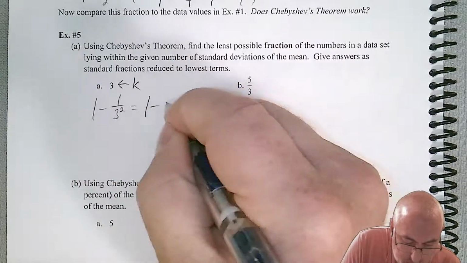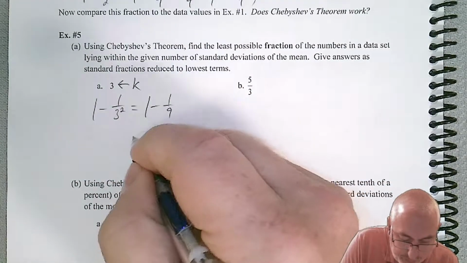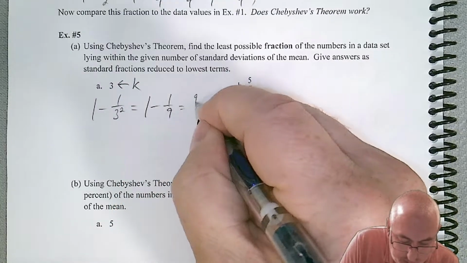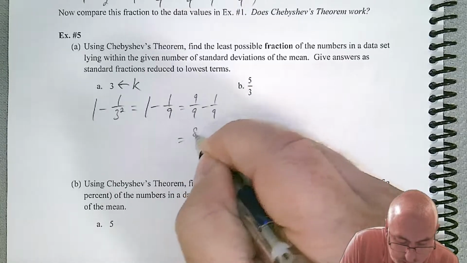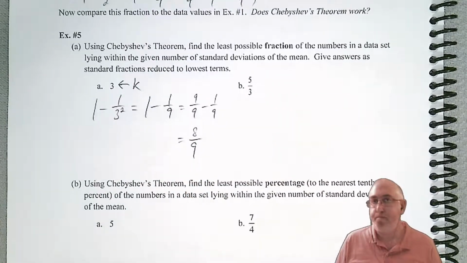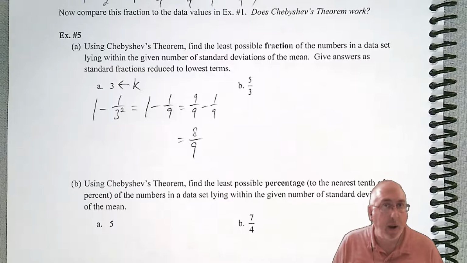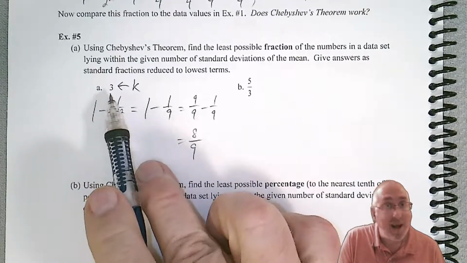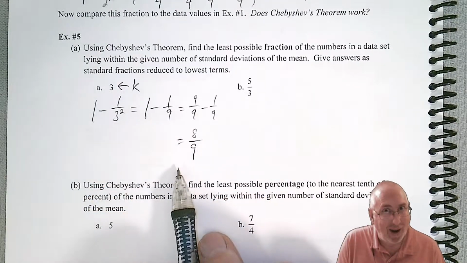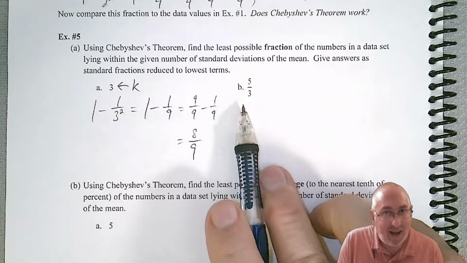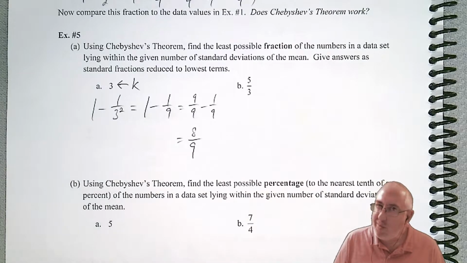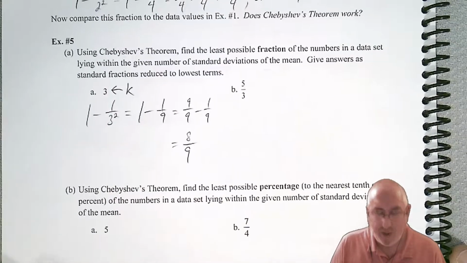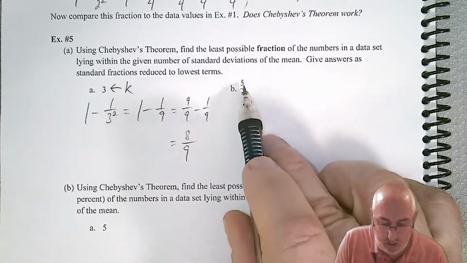So 1 minus 1/9, which is 9/9 minus 1/9, which equals 8/9. Done. Nice and quick. When k is a whole number, it's nice and quick. When k is a fraction, in this case, now we might have to do a little bit more work. So let's see how that works.